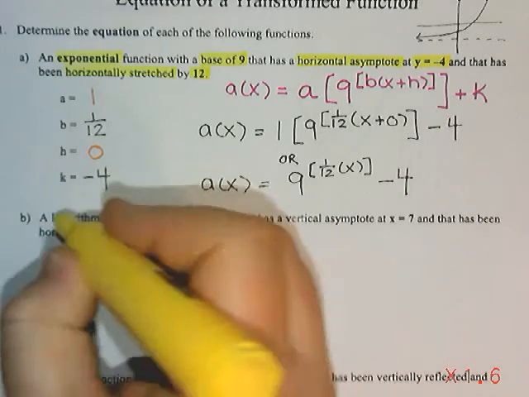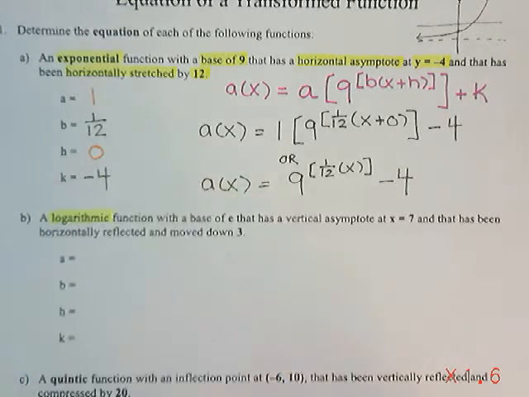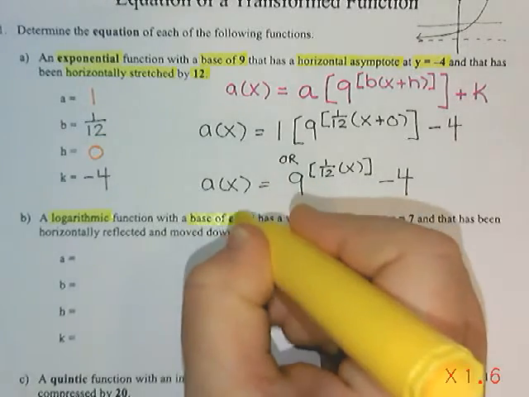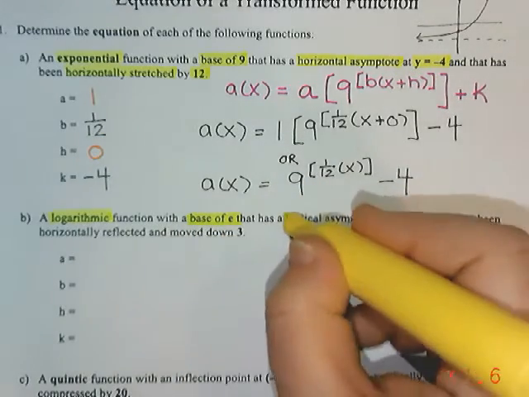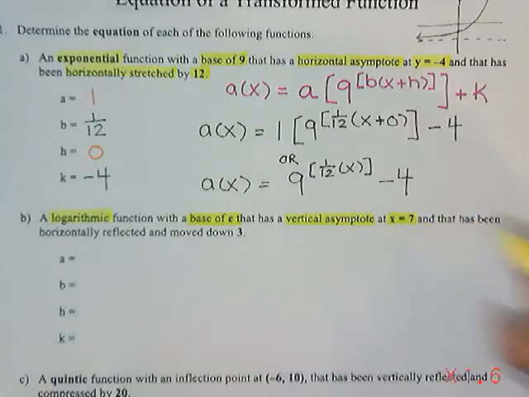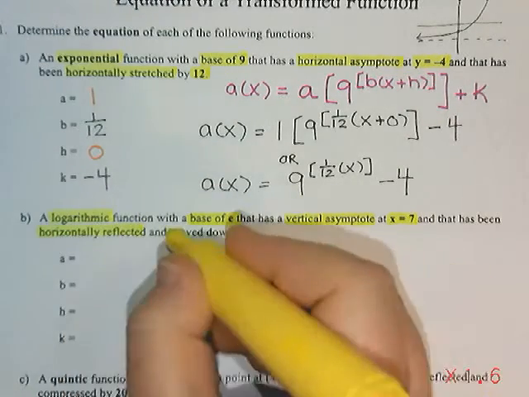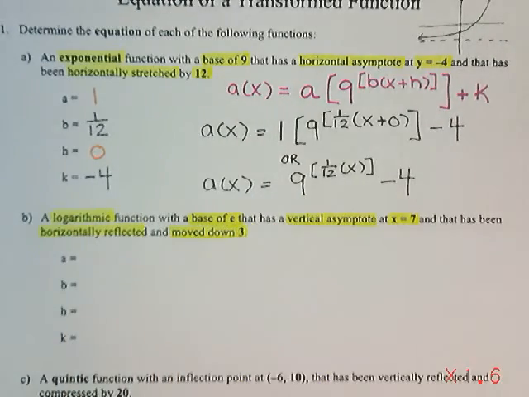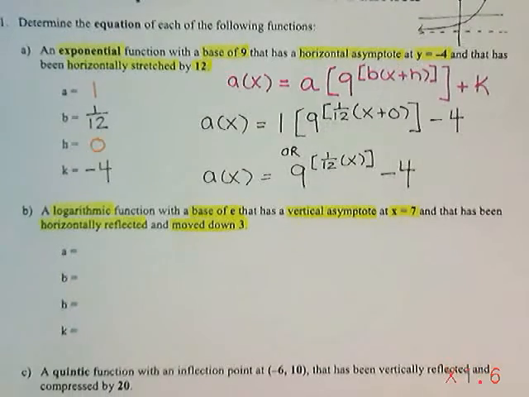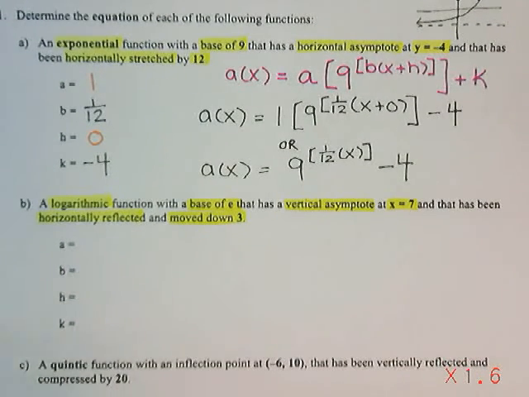So this time I see that it is logarithmic. That's important. The base is e. It's got a vertical asymptote at x equals 7, and it's been horizontally reflected and then moved down 3. Okay, so this is a log function this time. So I'm going to start by writing out what the basic equation would look like. So since this is b, I'm going to call this b of x.